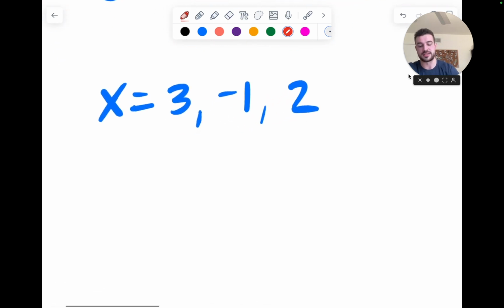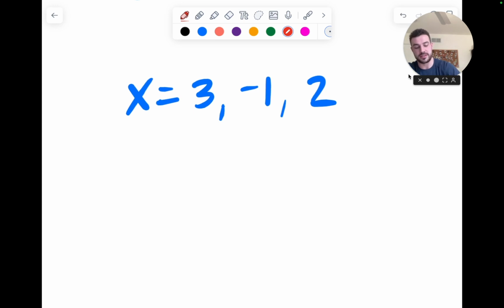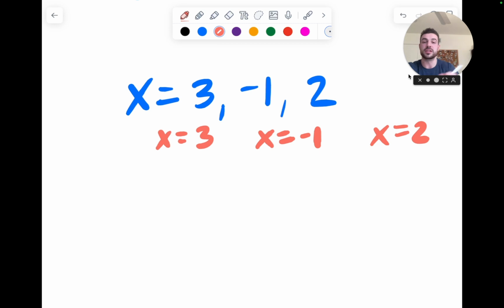So for example, let's say that you are given x equals 3, -1, and 2. Well, what that means is we have x equals 3, x equals -1, and x equals 2. What we need to do is get their factors. So we need to go the other way. We need to move everything onto the same side, which is the opposite of what we do when we are solving from factors to solutions. So I would need to subtract this 3 over. That gives me the factor x minus 3.